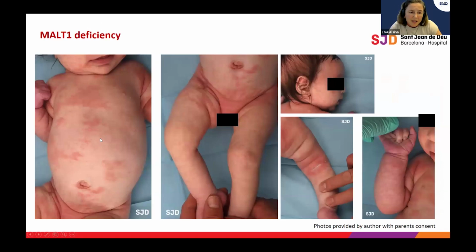Just to show you here, this is a patient we follow with MALT1 deficiency. This is the eczema that she manifested early on, in the first 6 weeks of life.